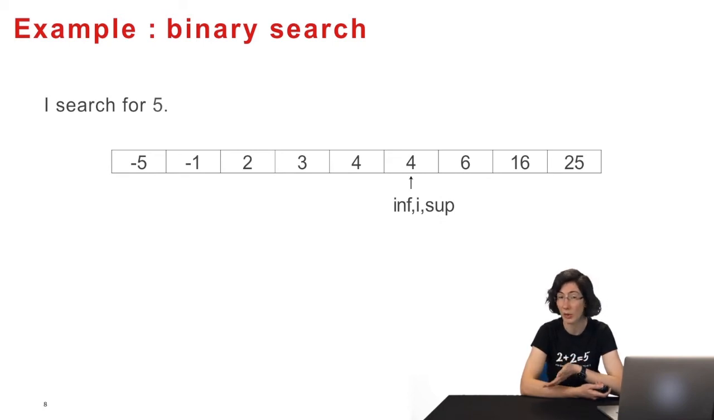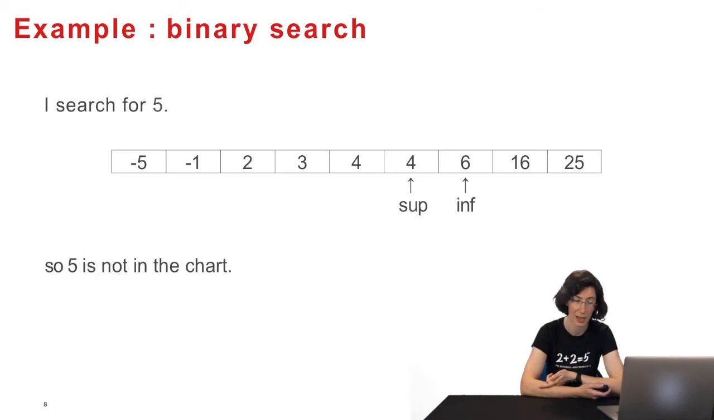Of course I realize that 4 is still not 5. So 5 is in the upper part, so sup and inf have switched places. That allows me to stop the algorithm and say that 5 is not in the chart.